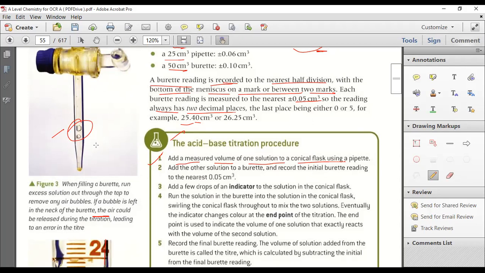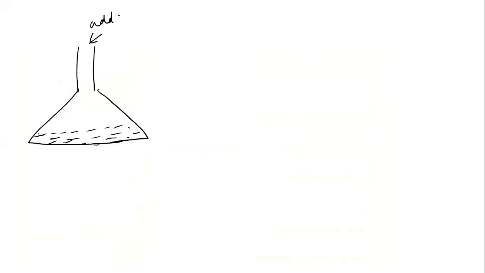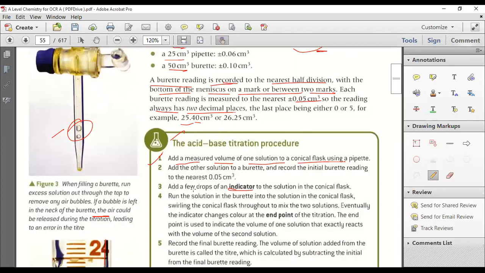Okay. So add a few drops of indicator to the solution in the conical flask. Now, in this conical flask, you add the solution with the pipette. Is that point clear? Then add a few drops of H2SO4 or acid. What was written there? Add a few drops of indicator. Sorry, indicator, not acid. You need to add a few drops of indicator.